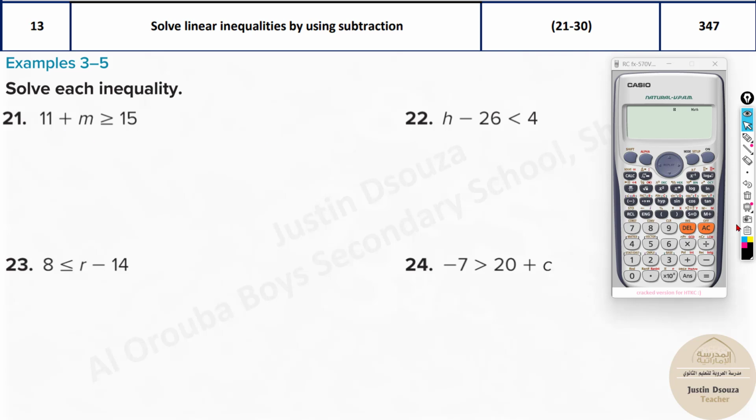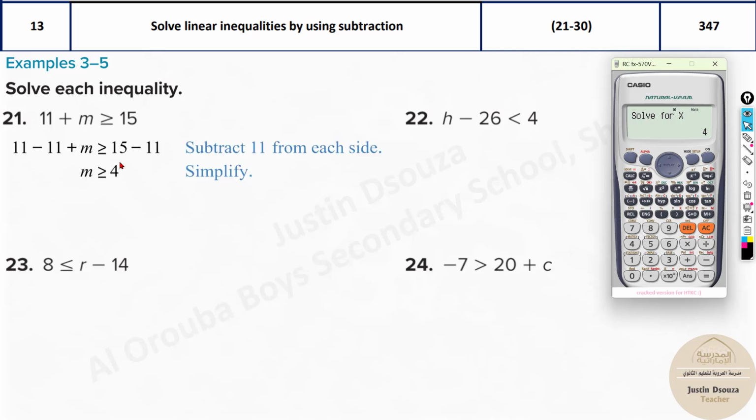So what you do is, let's put this as it is, 11 plus m, that is alpha x, which is the variable. Instead of the inequality, put equal to 15, shift and solve. What is the answer? 4. So now if you look at the answer over here, yes, it is 4. Okay, and the inequality remains.